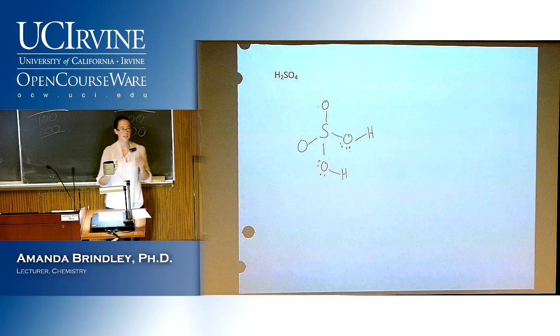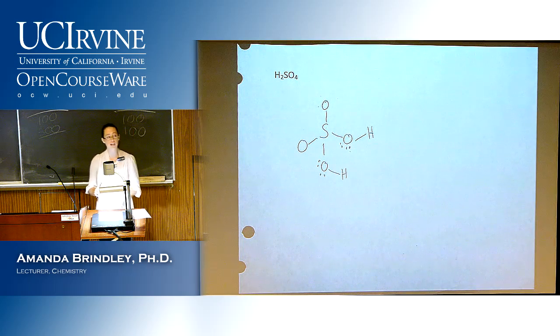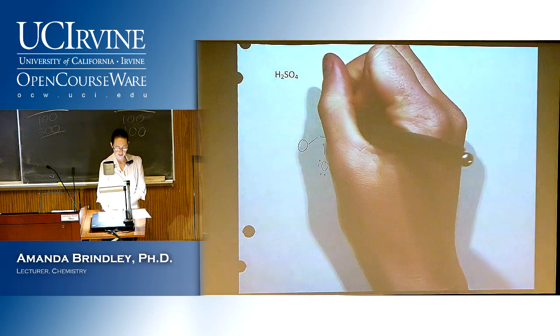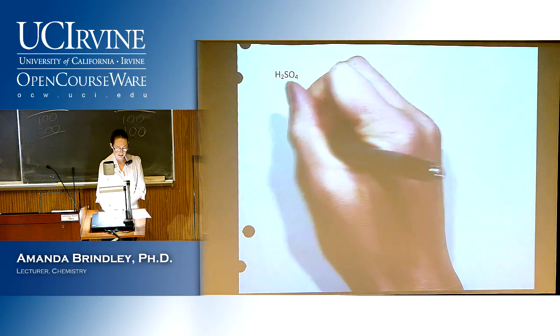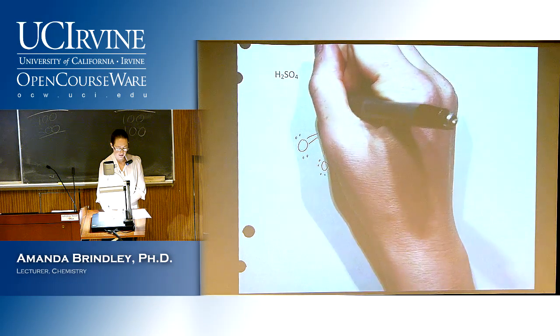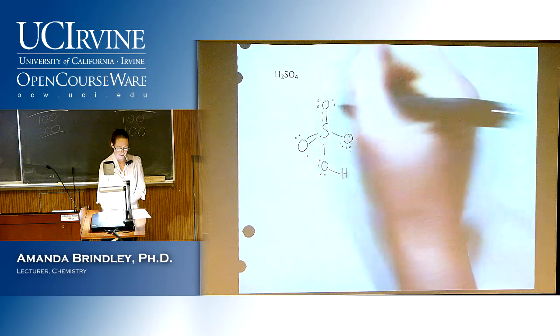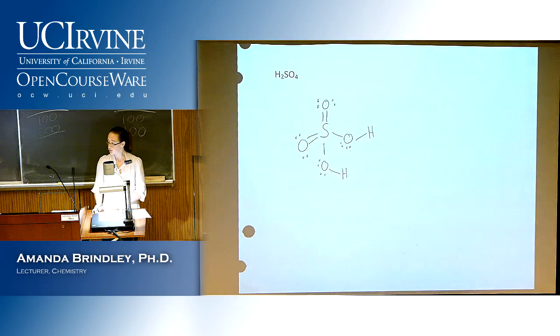So go home, practice it, do it. You'll see we're short 4 electrons, so we need 2 lone pairs. And so we're going to put our 2 lone pairs here and our 2 lone pairs here. And that's where we'll finish.